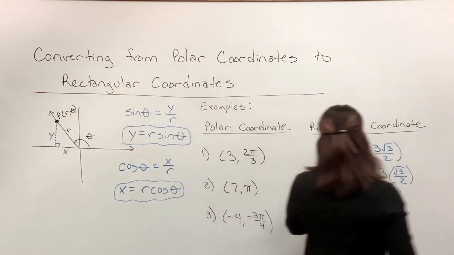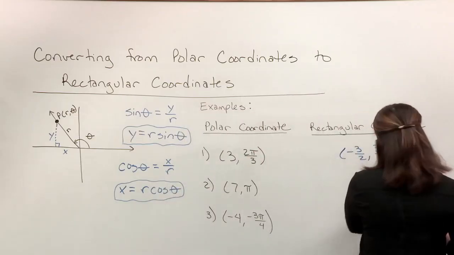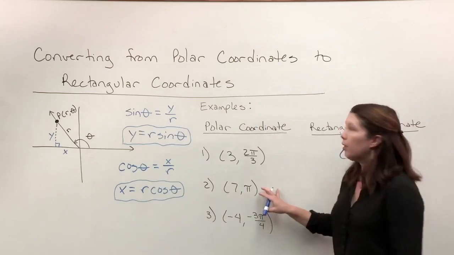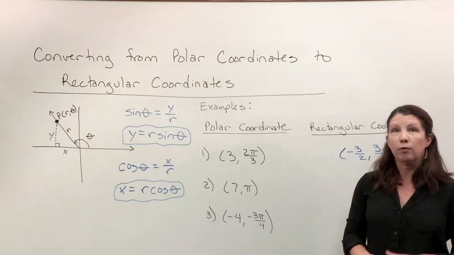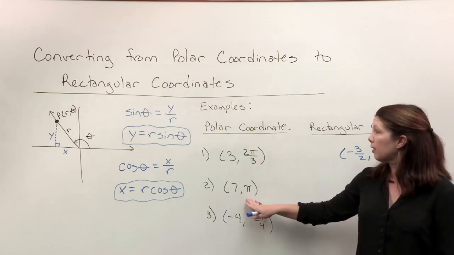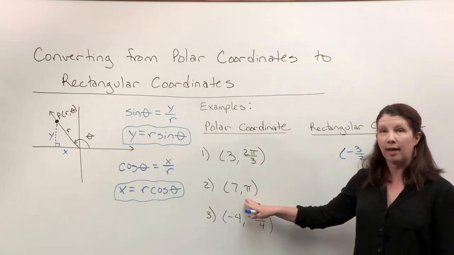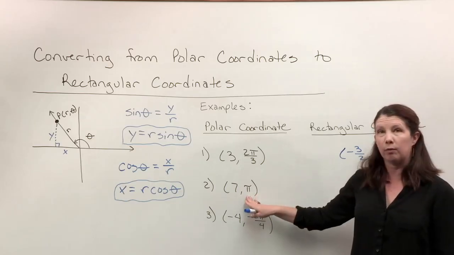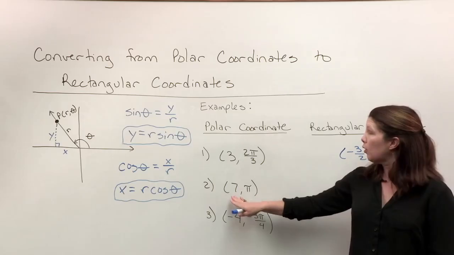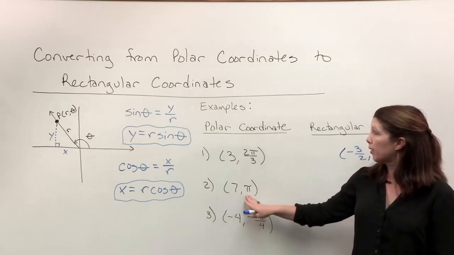Looking at the second example, 7 pi, we could use these formulas in the same way that I did in the first example, and feel free to do that if you're more comfortable with that. However, since the point lies on the x-axis, I can probably figure out the rectangular coordinate even without using the formulas. So let's look at our polar coordinate.